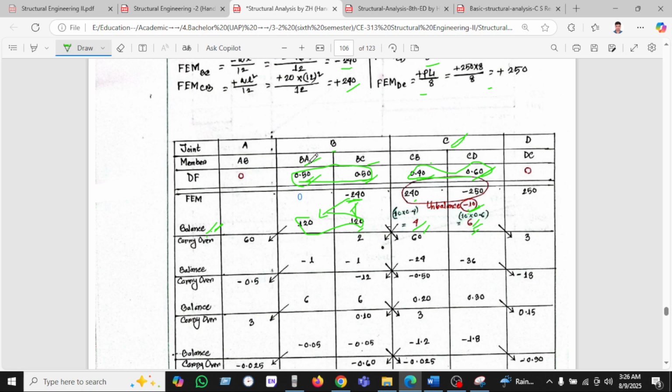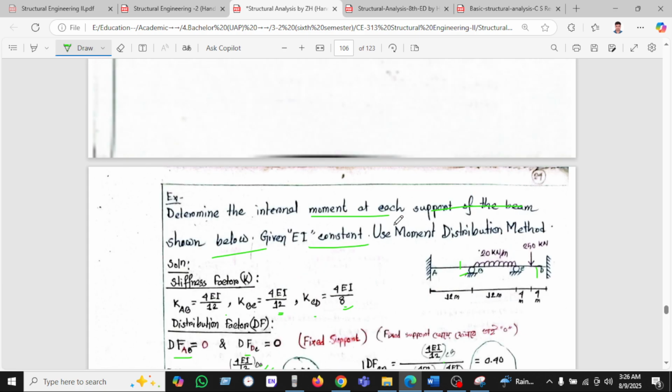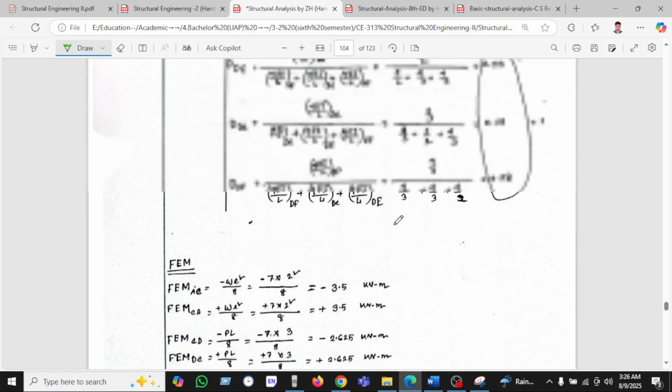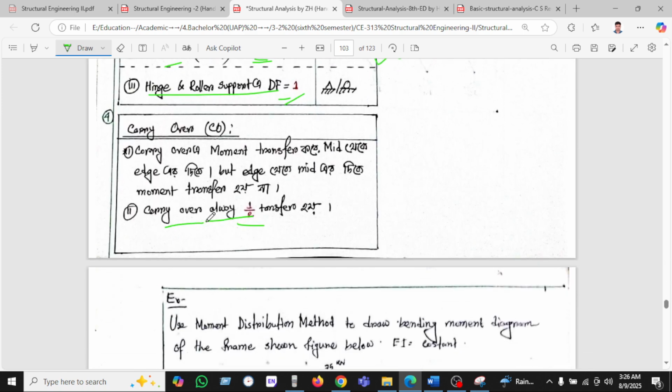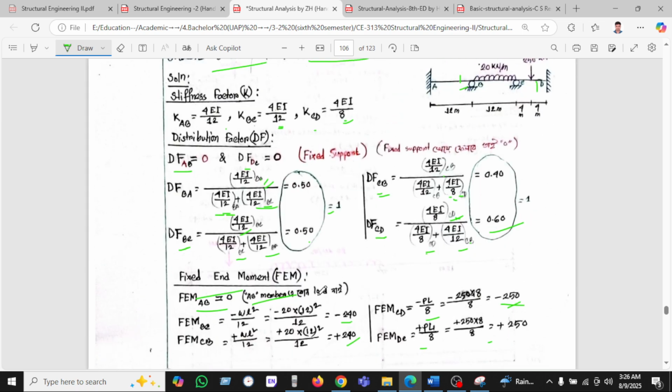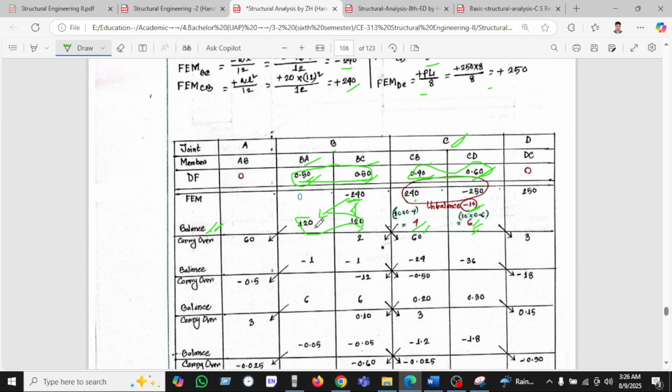So the carryover goes from BA to AB, which is always 50% carryover. As I have shown here, the carryover is always half. That's why we have seen here the 120, and half of it is carryover 60. And in the same way, 120 carries over 60. So we have seen BA carrying over to AB.